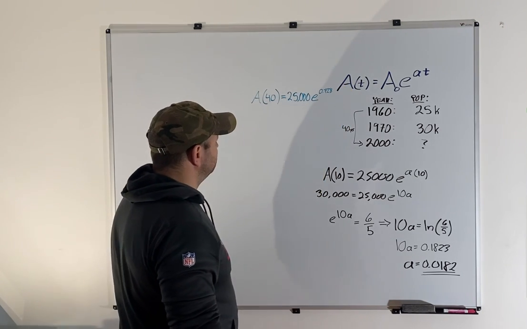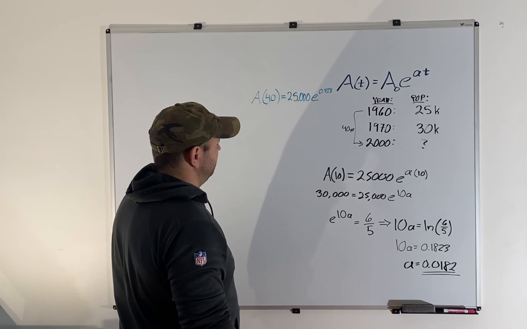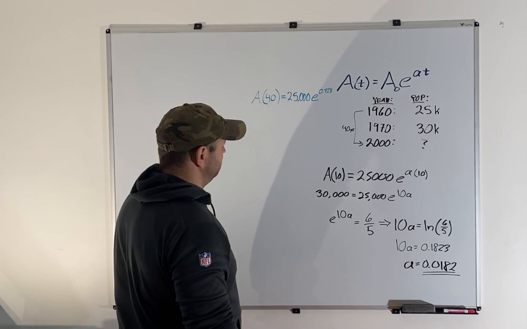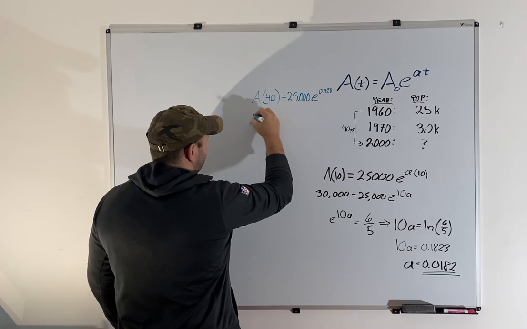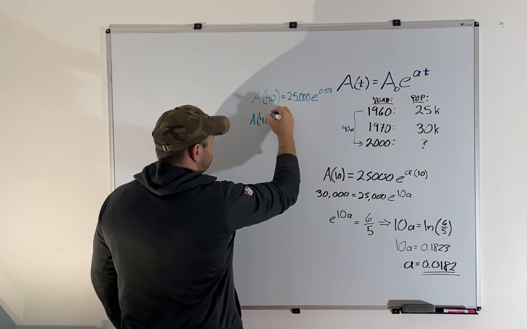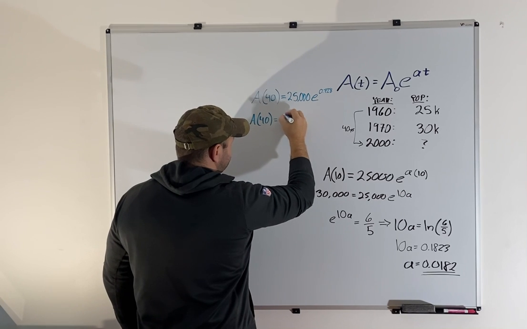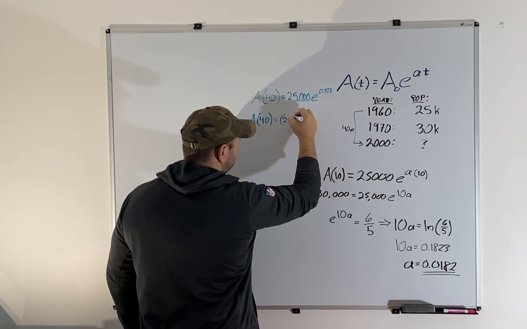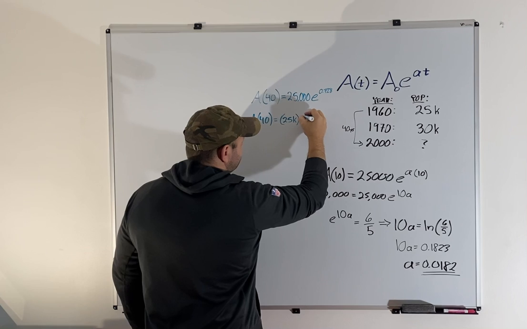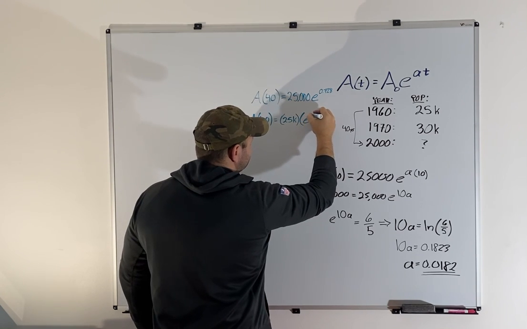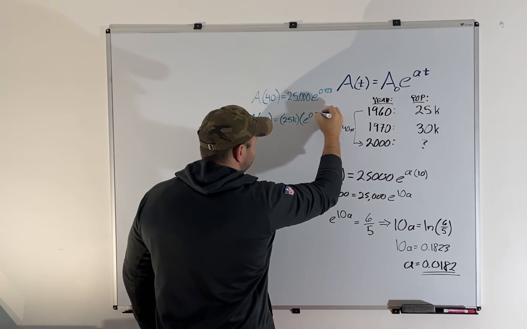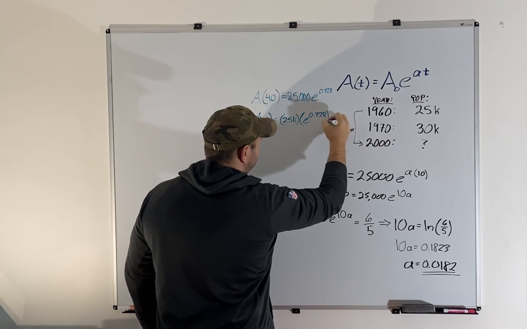Well, now that's very manageable at this point. So it's going to be A of 40. The amount that I have in 40 years, given what I initially had, is going to be 25,000 times e to the 0.728.